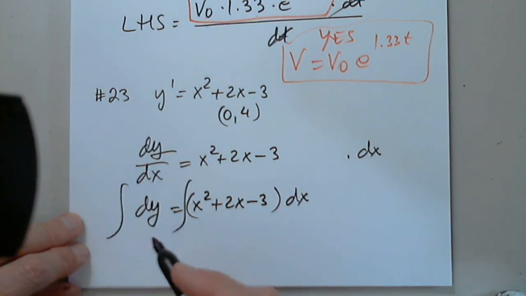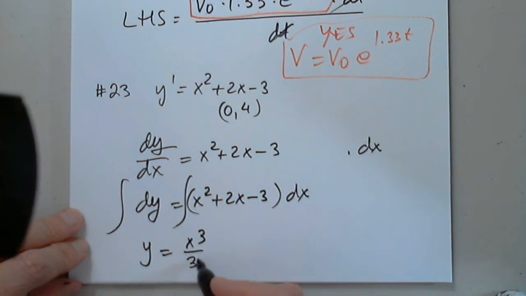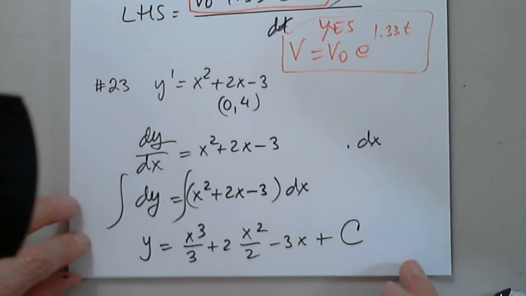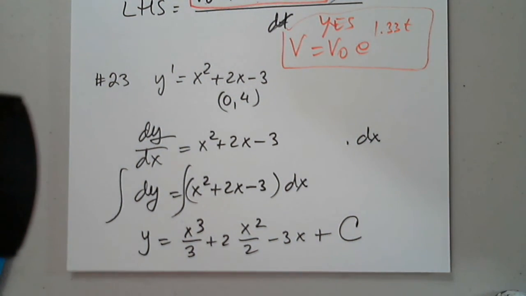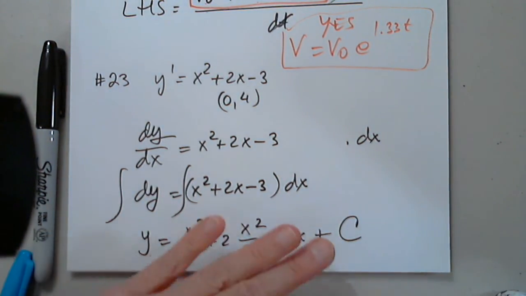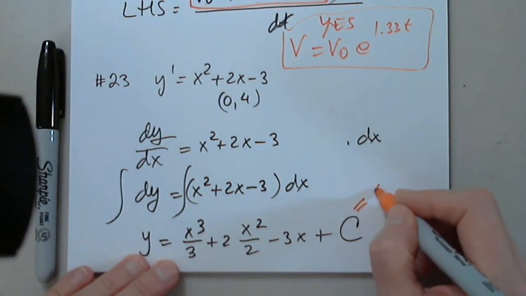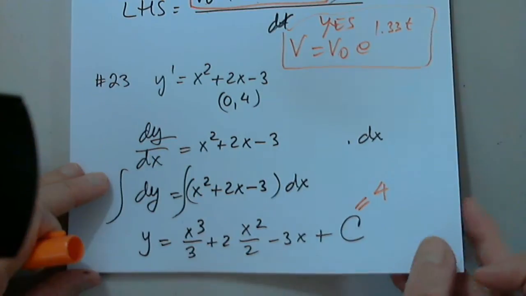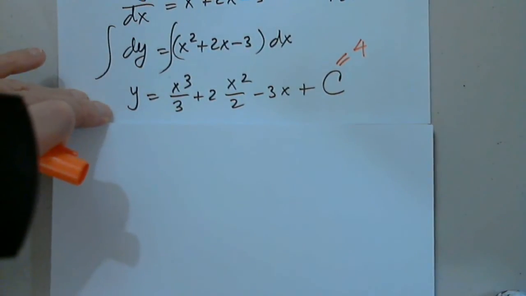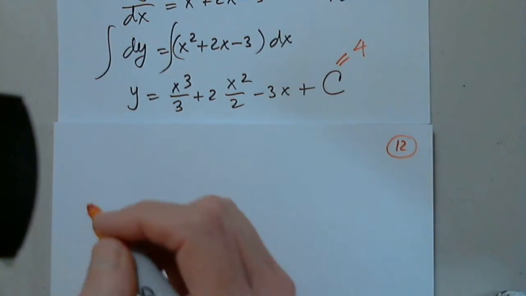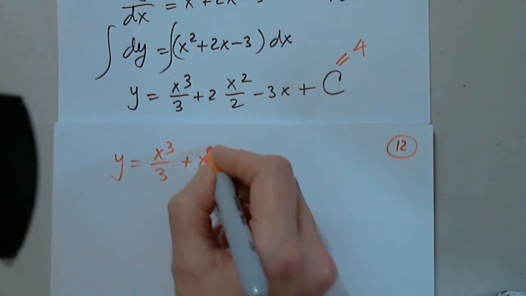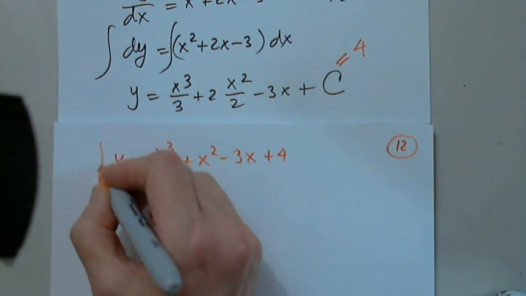I integrate both sides. X to the third over 3 plus 2x squared over 2 minus 3x plus a constant c. We've done similar situations, very simple situations. Now I have to plug in 0, 4. So then c equals 4. So very simple. This is when we talked about basically antiderivatives. Okay, so then y equals x to the third over 3 plus x squared minus 3x plus 4.